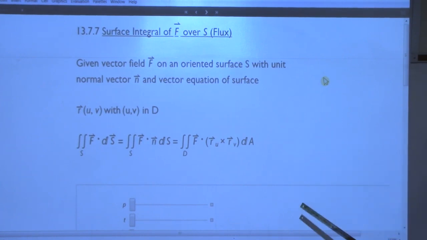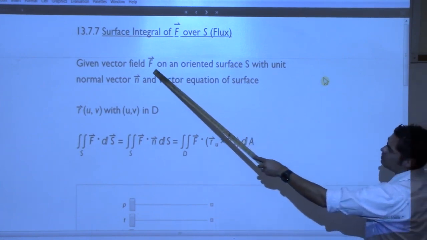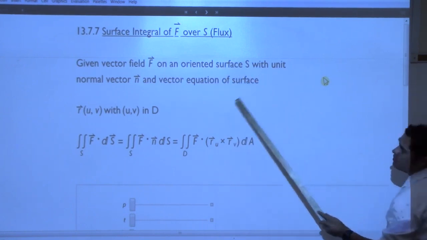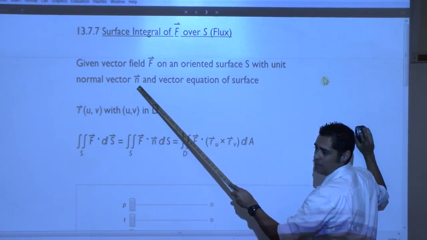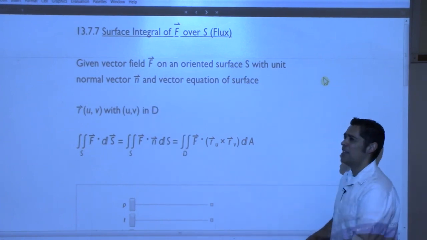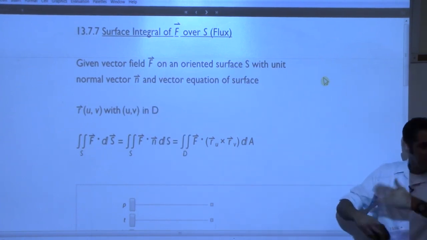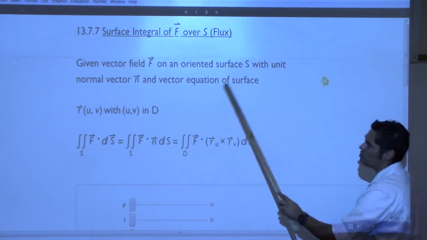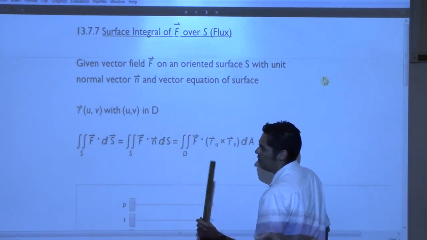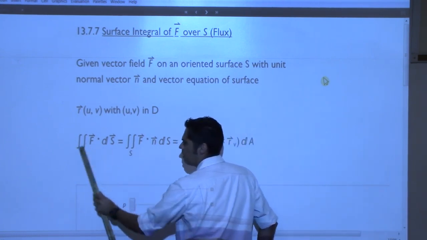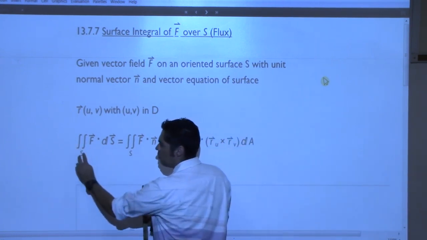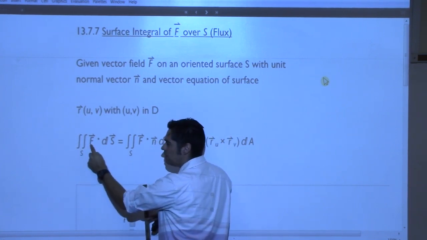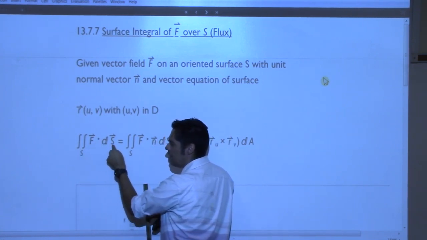We will define, if we're given a vector field on an oriented surface, S, with unit normal vector n. What's unit normal vector n? That was that cross product of the partials divided by its own length. And the vector equation of the surface, if we know it, then this integral, notice the formula here. It's a double integral over the surface S of the vector field dotted dS.